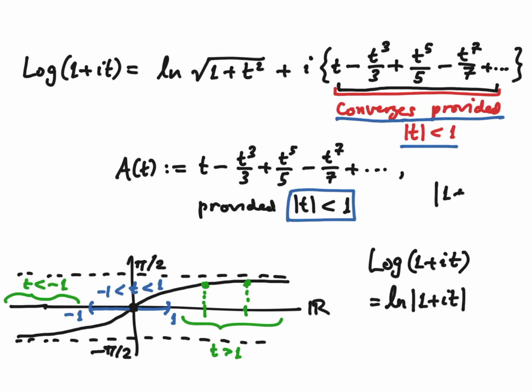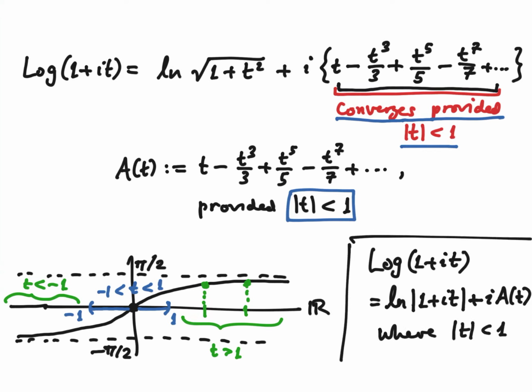Right, see, the modulus of a complex number is just given by the square root of the sum of the squares of its real and imaginary parts. Real part happens to be 1, and then the imaginary part is t. So you take the sum of the squares of those, and then you have to take the square root of that. All right, so anyway, it's like the modulus of 1 plus it, plus i times capital A of t. And this is where t has a modulus strictly less than 1.